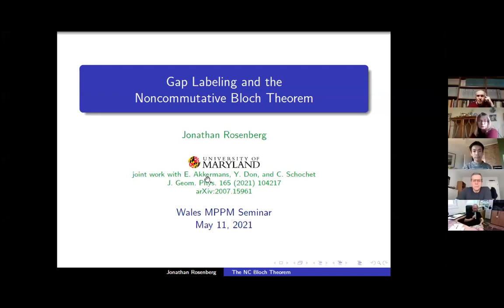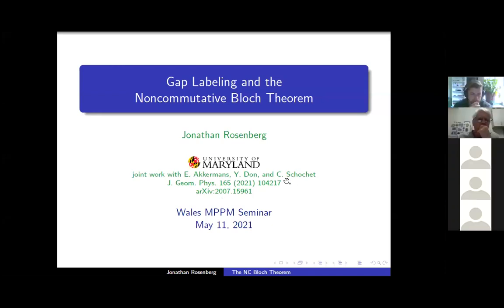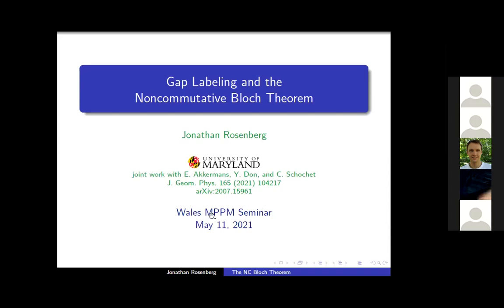This is joint work with Eric Akkermans and Claude Schochet, who are both here today, I think, and also Slava Don, who I don't think is here, but anyway. Eric and Slava are physicists, condensed matter physicists, and Claude, of course, is another mathematician. So we're taking the title at its word, a mixture of mathematics and physics here. And this work just came out in the Journal of Geometry and Physics within the last month or so.